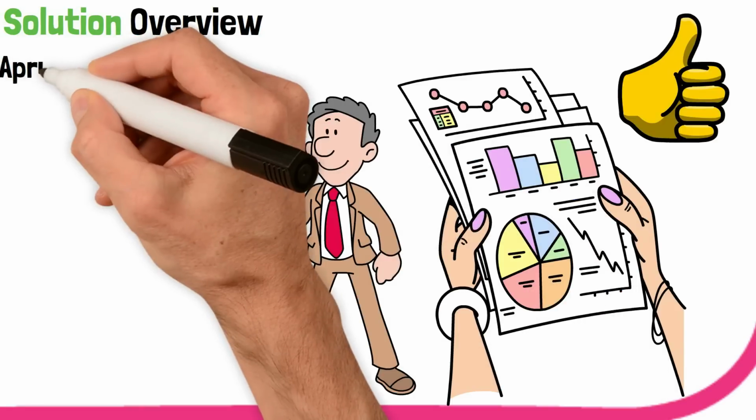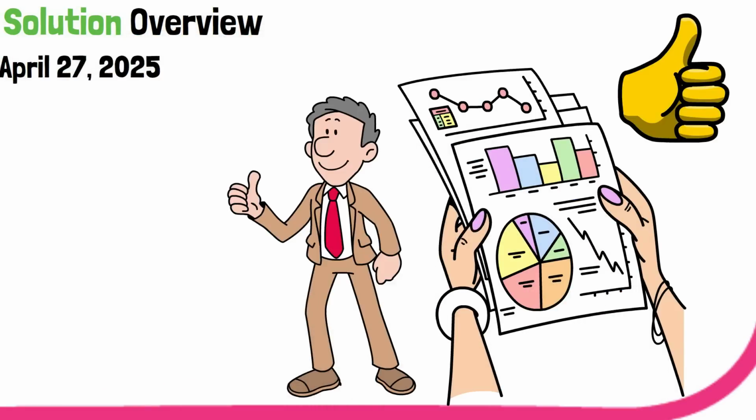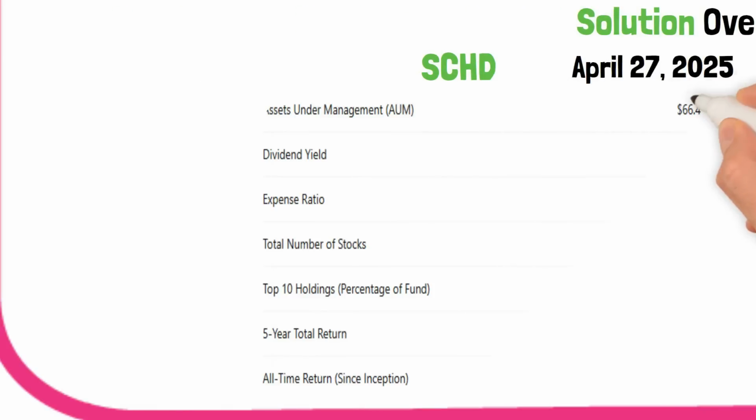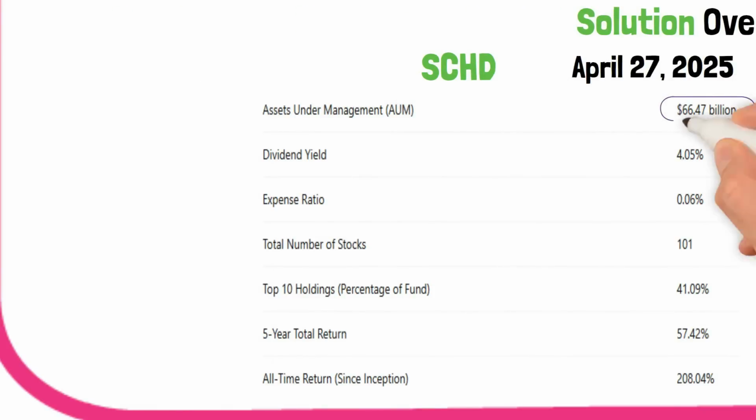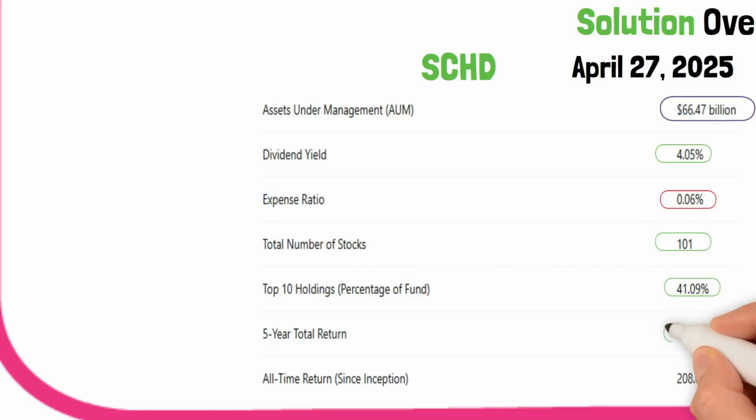As of April 2, 2025, SCHD currently has $66.47 billion in assets under management. It offers a 4.05% dividend yield. Its expense ratio is just 0.06%. It holds 101 total stocks. Its top 10 holdings make up 41.09% of the fund. Its 5-year performance shows a total return of 57.42%. Its all-time return since inception is an impressive 208.04%.